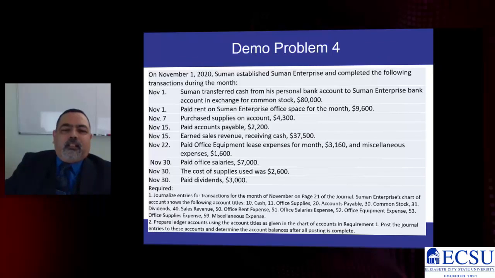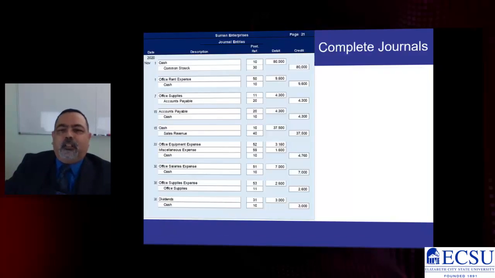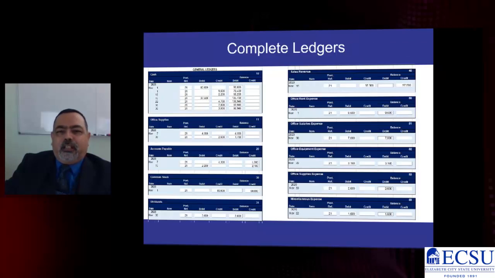So let's revisit the demonstration problem that we had taken up in the previous part of the video. It's the same problem with Suman Enterprise. We have already done the journal entry. So these are the complete journal entries. And then we did the ledger accounts. So these are the complete ledger accounts.